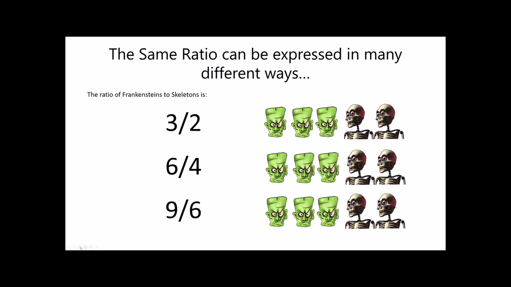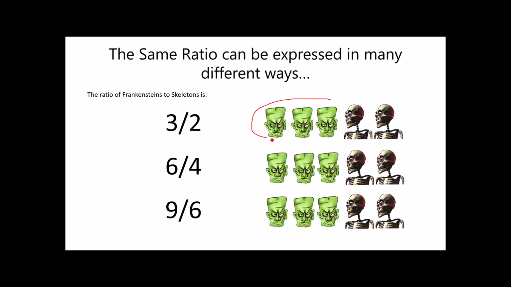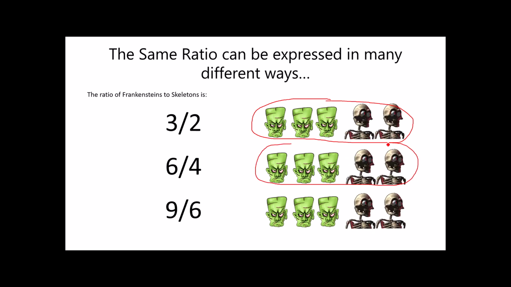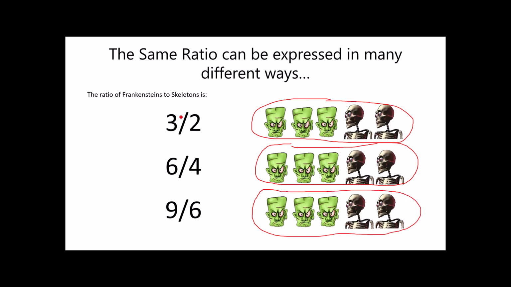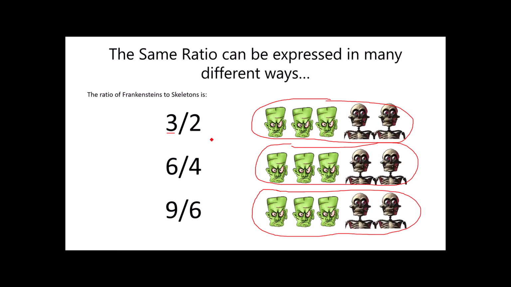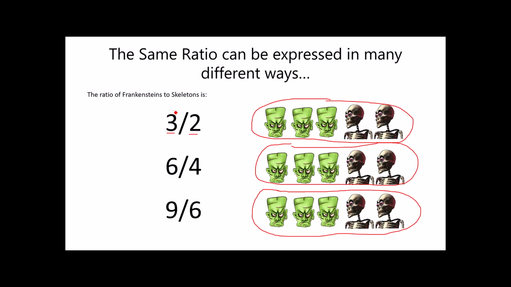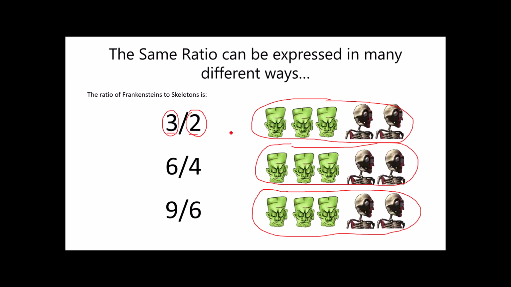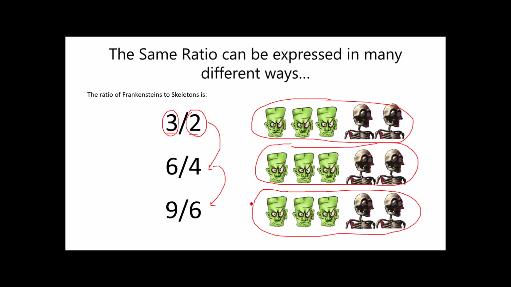In fact, if I look at my sets of pictures here, I can say there's a ratio of 3 to 2, a ratio of 3 to 2, and a ratio of 3 to 2. What this says is not just that there are 3 Frankensteins and 2 skeletons. What this ratio says is that as long as the pattern continues, every time I have 3 Frankensteins, I will also have 2 skeletons. And knowing this allows me to predict in the future, for however many times I repeat this pattern, how many of each there would be.